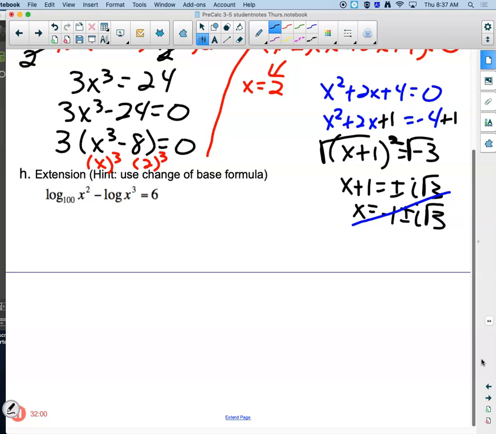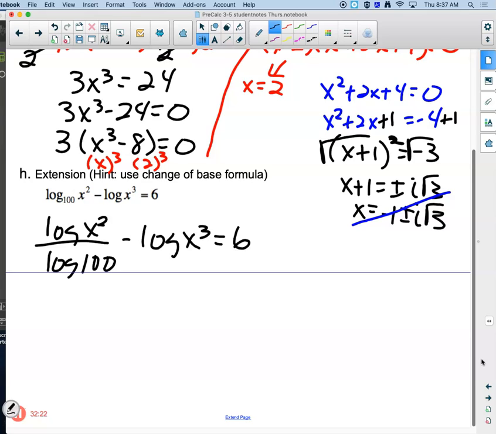So I see I have logarithm base 100 of x squared. What are they doing? That's why they gave us the hint, because we could rewrite this as log of x squared over log of 100. Now, this is important. We know what that number is. That's the reason they wanted us to write this with the change of base formula, so we could see, hey, wait a second, I know what that is, because this is base 10. 10 to the second power will give me 100.